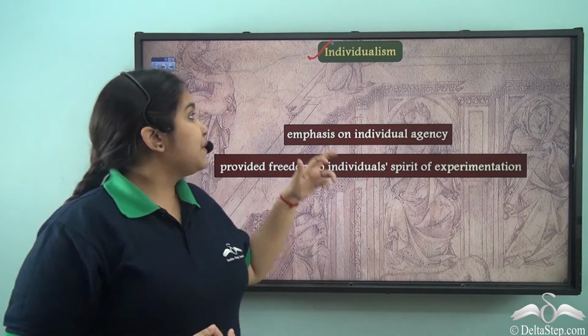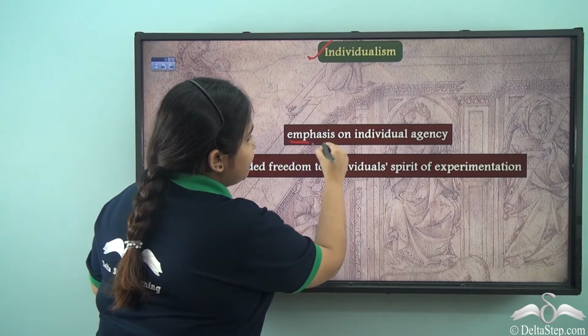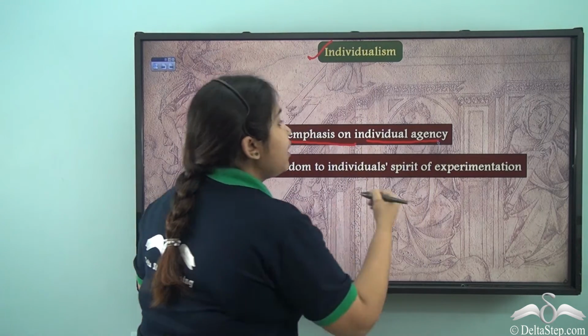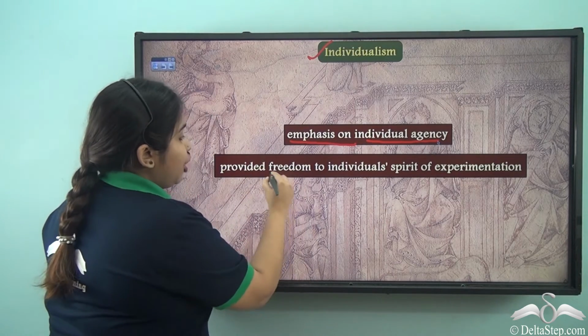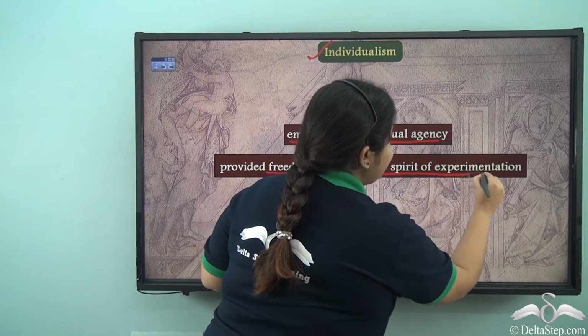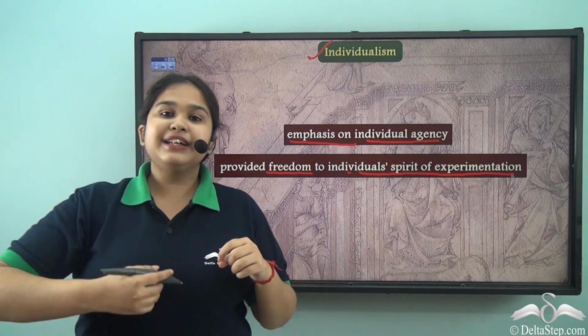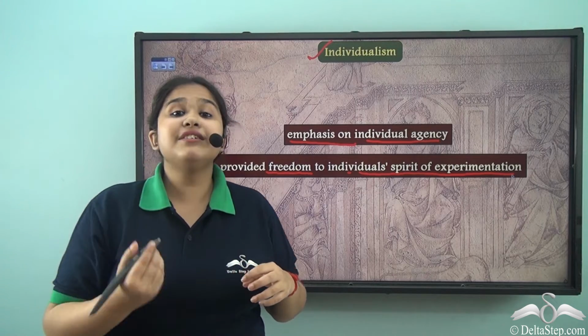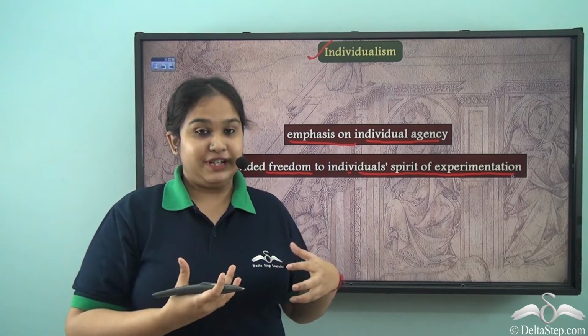No, right? So what happened exactly is, in this period we see the emphasis on individual agency, or as we discussed, human agency, and this period provided freedom to individuals' spirit of experimentation. So now they were allowed to question, right? Now they were allowed to make errors as well, because experimentation and observation will include both of these.